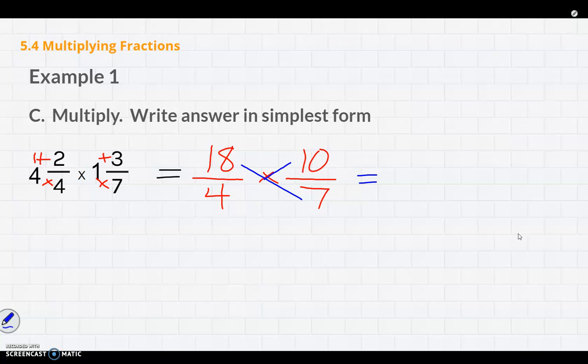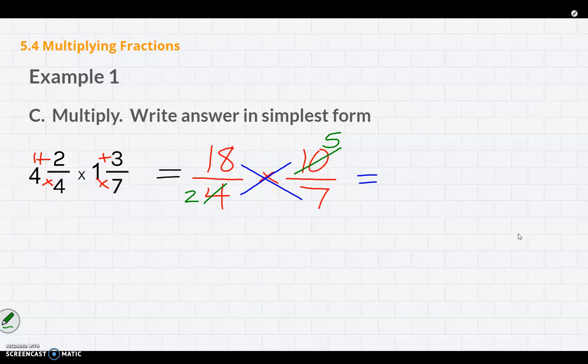However, I can look at 10 and 4 and think to myself, can I divide those by the same number? And the answer is yes, they are both divisible by 2. So if I divide 10 by 2, I get 5. So cross off that 10, put a 5. And if I divide 4 by 2, I get a 2. So I've cross-reduced to help keep my numbers a little bit smaller.